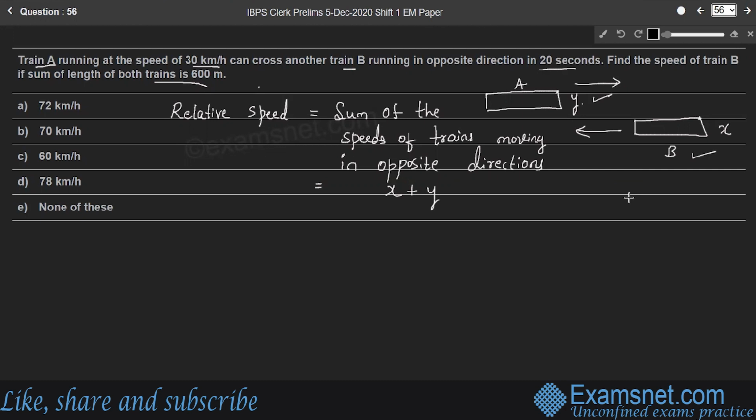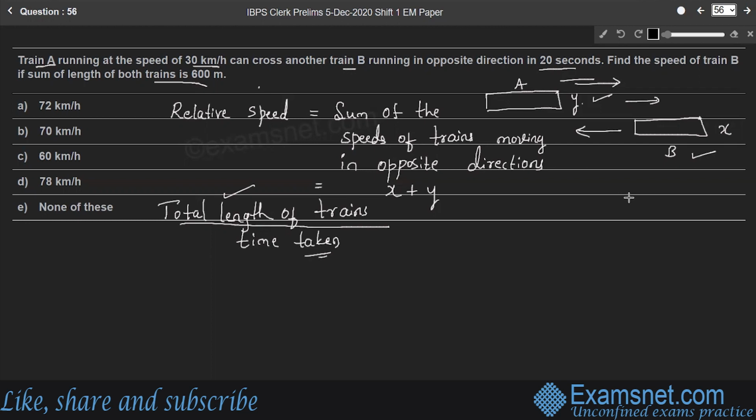So what is relative speed? In general terms, it is the total length of the trains divided by the total time taken. Why the term length here? While covering the distance, each train has to cover its own length. Therefore, the total distance traveled by the two trains is equal to the total length of them. So relative speed is the total length of trains divided by the time taken.